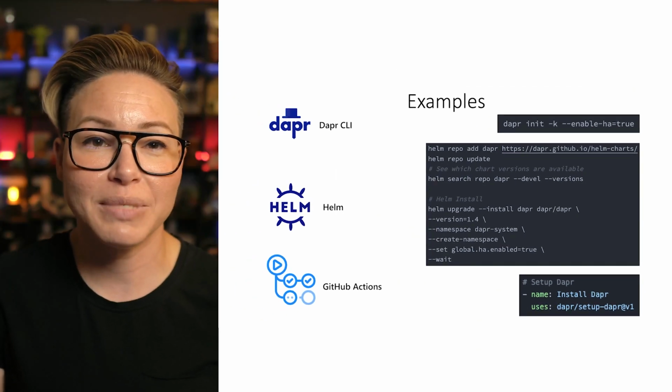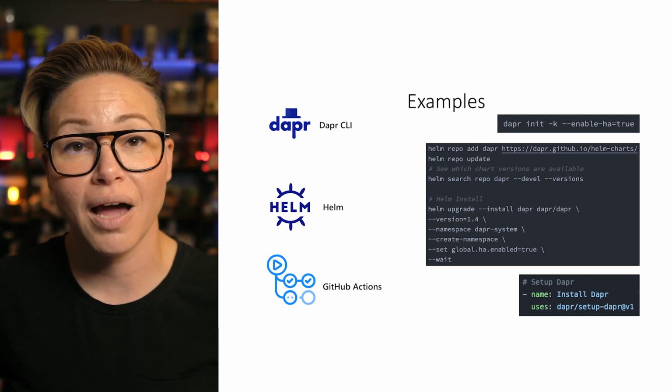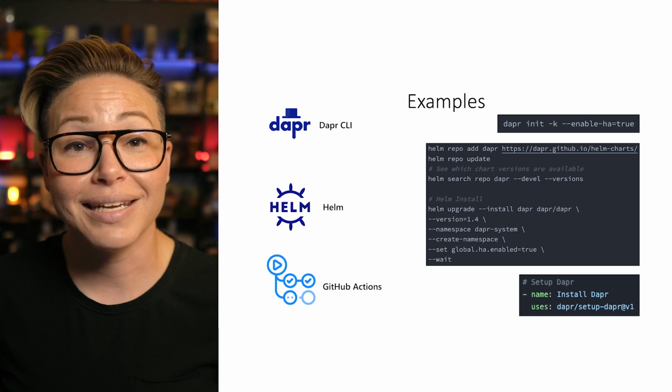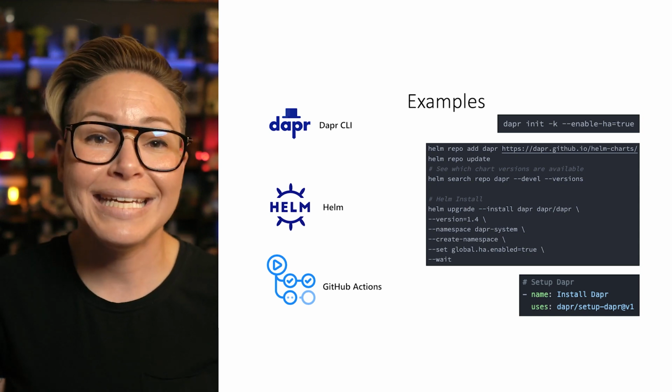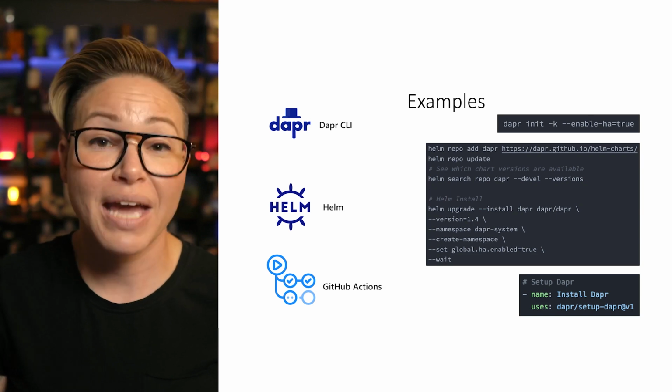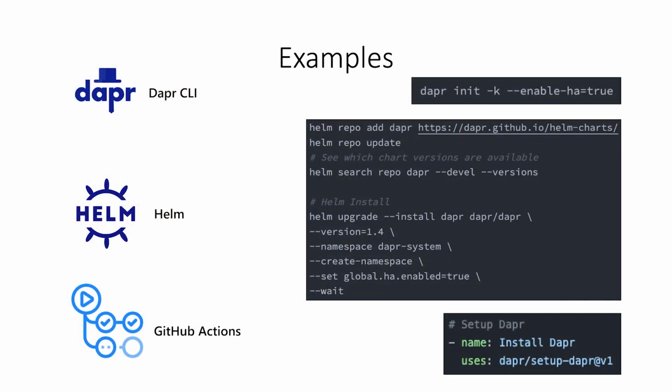The Setup Dapr action will install the specified version of the Dapr CLI on macOS, Linux, and Windows runners. Once installed, you can run any Dapr CLI command to manage your Dapr environments. Notice both the Dapr CLI and Helm examples use a flag to enable high availability for Dapr.